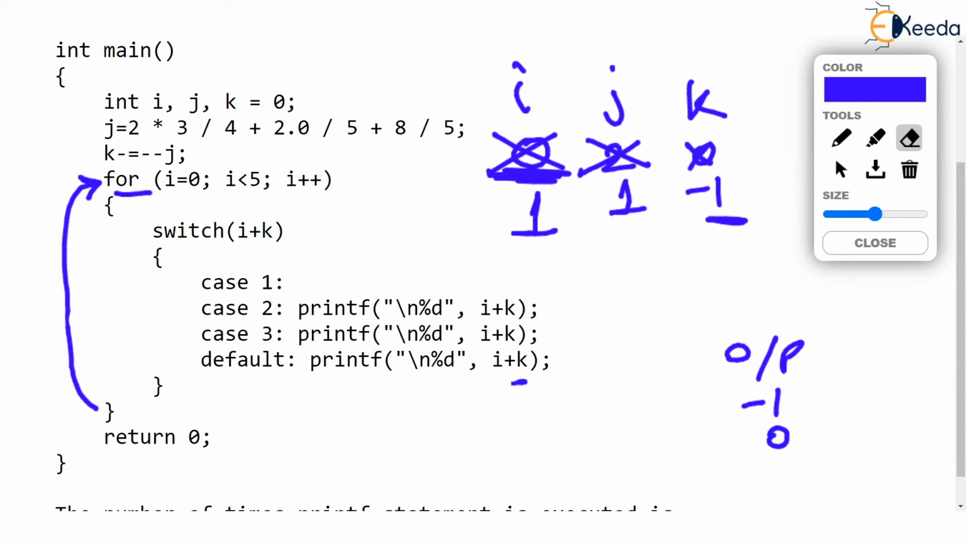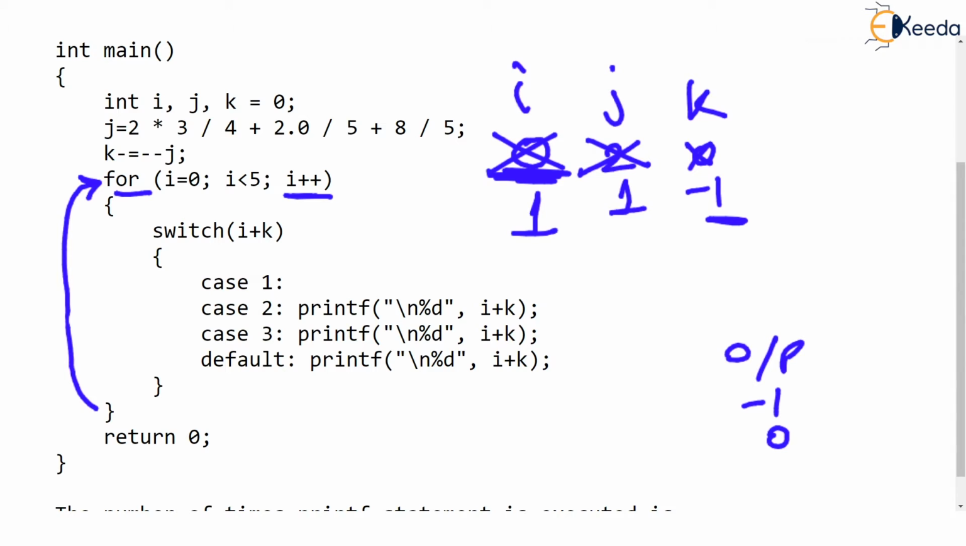Well, after that, the for repeats and increases I due to I plus plus. So I, which was 1, will now become 2, and now we check the switch again. What the switch is checking is 2 plus -1. K is -1, isn't it? Now this amounts to 1, and we have case 1. You observe that in case 1, nothing is written. But most importantly, even break is not written.